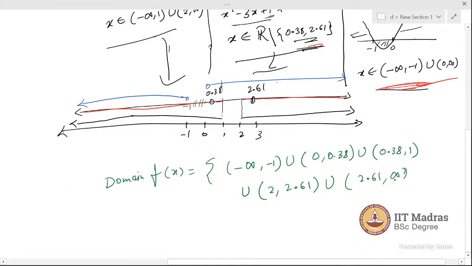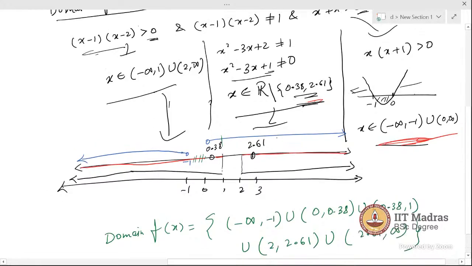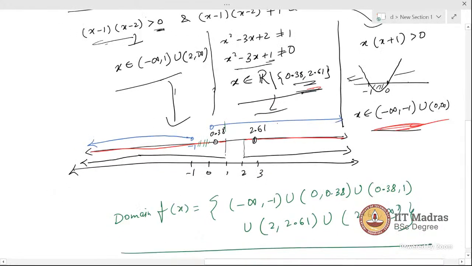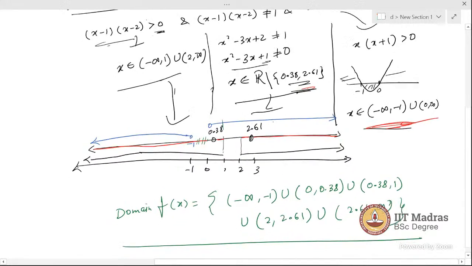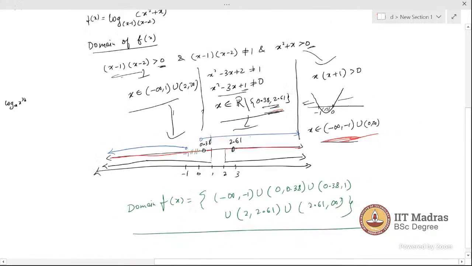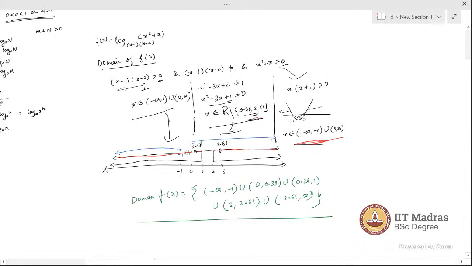Perfect. You see, this was very complex, right? Now, if you can do this, I think you can do all kinds of questions given related to domain. So I hope this is fine, right? This 2 to 2.61 union 2.61 to infinity.